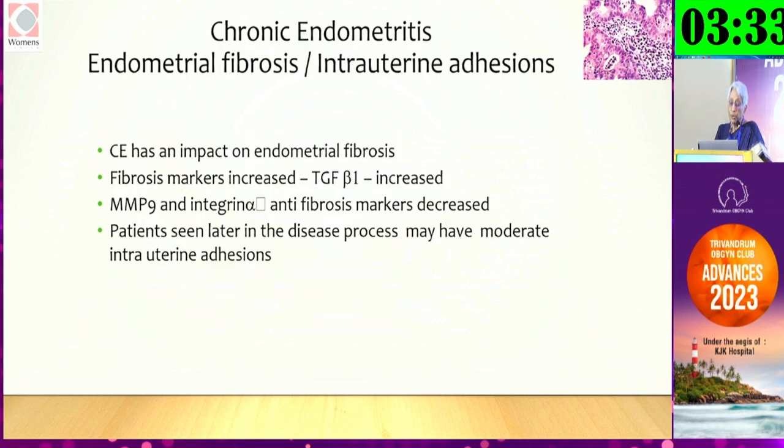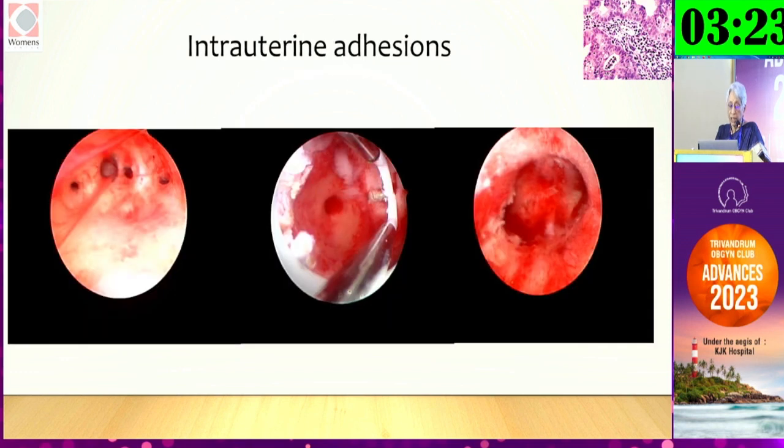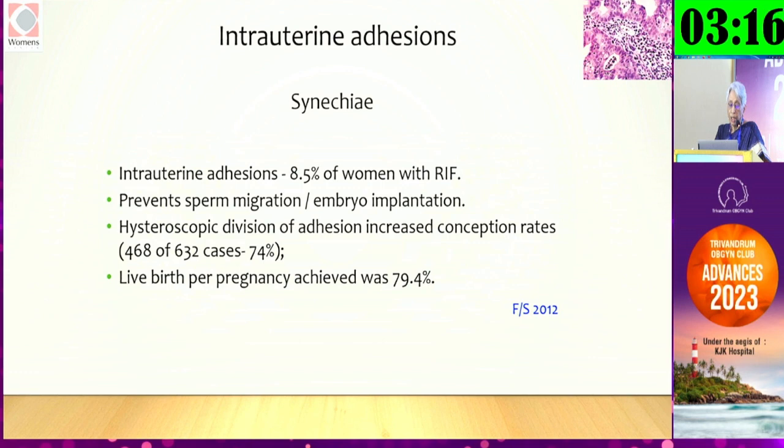Endometrial fibrosis and intrauterine adhesions are also common, but these are not like tuberculous adhesions. Sometimes even with your fluid flow, it'll open it up. These are very flimsy adhesions. With the fluid in the endometrial cavity, it just opens up. So they are synechiae, which can open up with your flow. And intrauterine adhesions may be found in about 8% of women with RIF, which prevents sperm migration and embryo implantation.